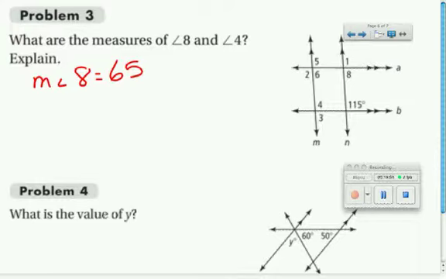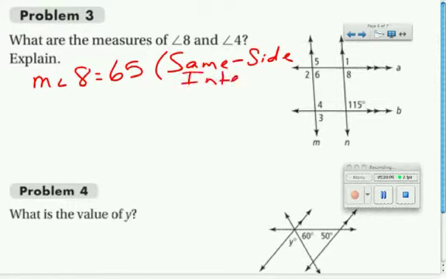Okay, so our reason why this is 65 degrees is explained; we've already done it when we identified these angles as same side interior.